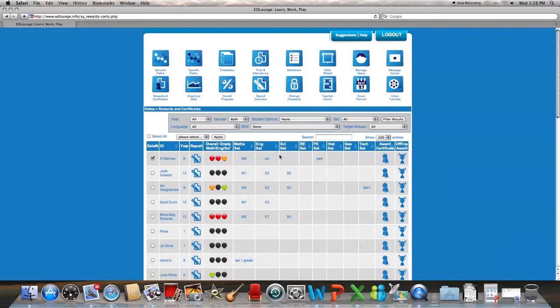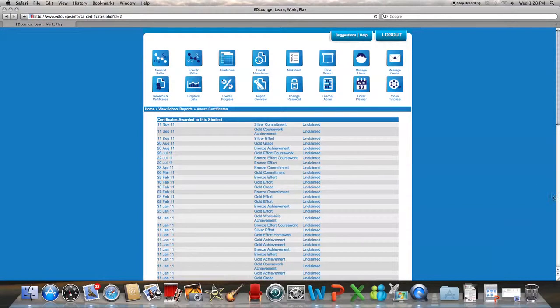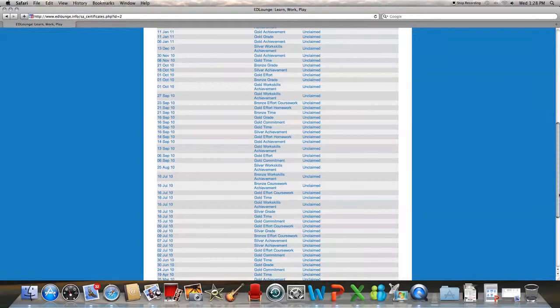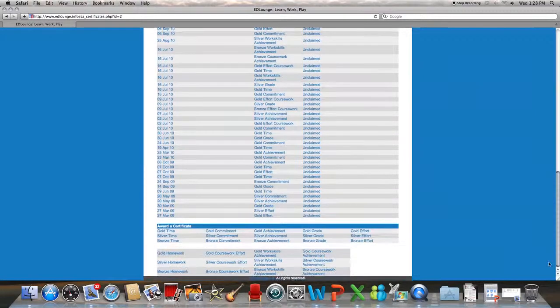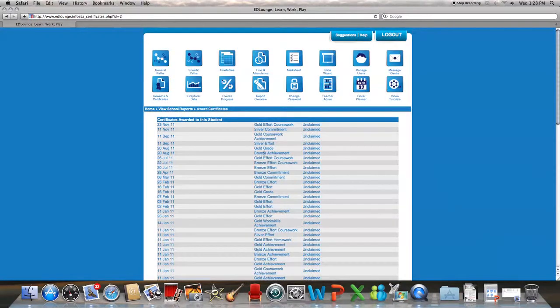What we can do is choose a student and go to their award certificate area. Here we can see ones that have been unclaimed, and down at the bottom we're able to award them a certificate according to different aspects. So we could give them a gold coursework effort, and that would be added to their file and their portfolio. They could print that off and add that to their portfolio at any time. So that's just one way of giving them further gratification for the work they've been doing.